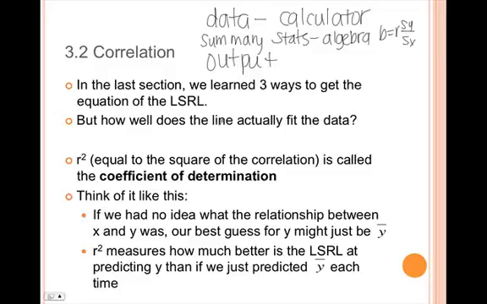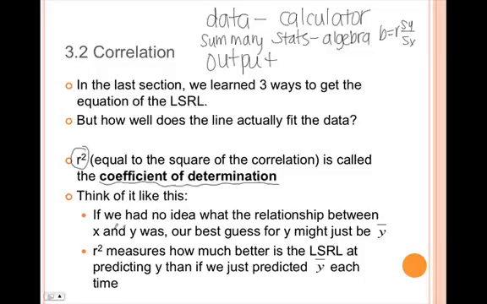Today we're going to talk about how well a regression line actually fits a set of data. Because as you've seen by now, some lines are better fits than others, depending on how strong the correlation is. A measure that tells us how well the line fits the data is r squared, which really is the correlation squared, okay? And this is called the coefficient of determination.